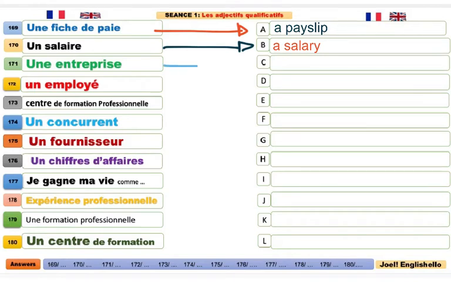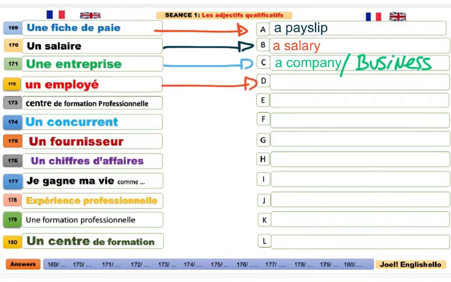Une entreprise. A company. You also can say a business. All right. A business. Une entreprise. Un employé. A worker. Or an employee.